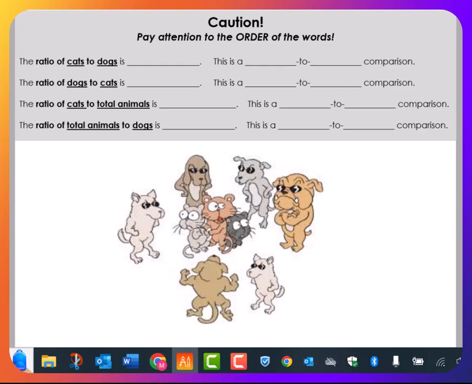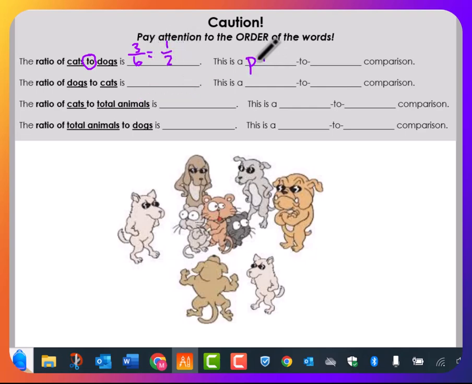All right, it is so important to pay attention to the order of the words. You have to pay attention to the order that you're given. The ratio of cats to dogs. What comes first? Cats. There were 3 cats. How many dogs were there? 6. Simplify, and we get a 1 to 2 ratio.